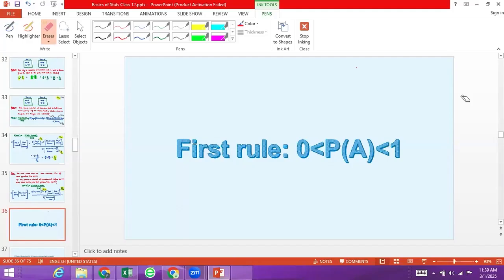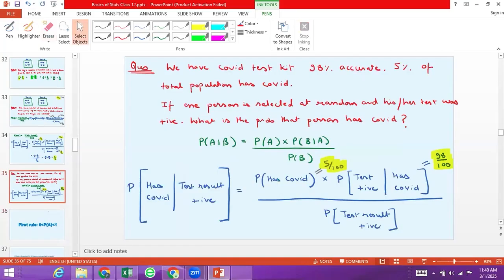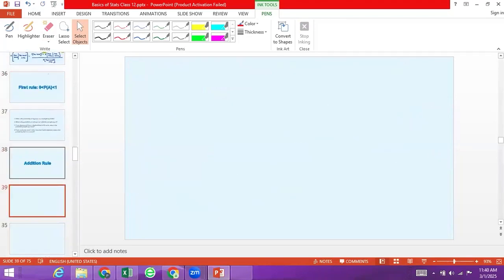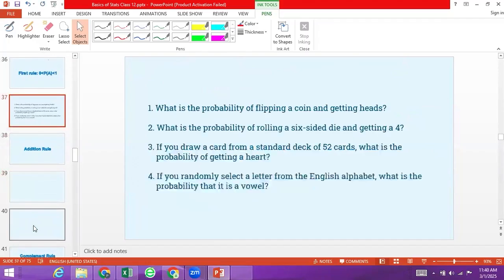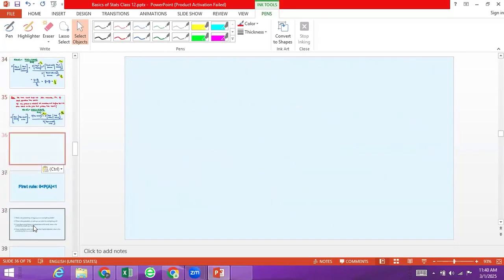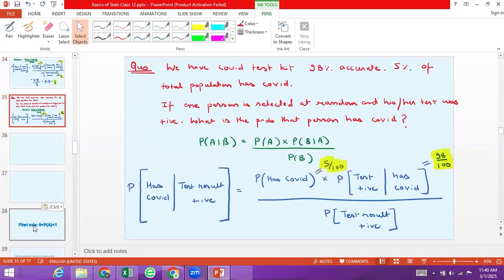The reason is that both outcomes are not equally likely. The Vande Bharat train getting delayed versus coming on time is not equally likely. There's a high chance it will come on time and a low chance it will get delayed. That's why it cannot be 50%. The same logic applies here as well: the probability of the test result coming positive will not be 50% because both events are not equally likely.